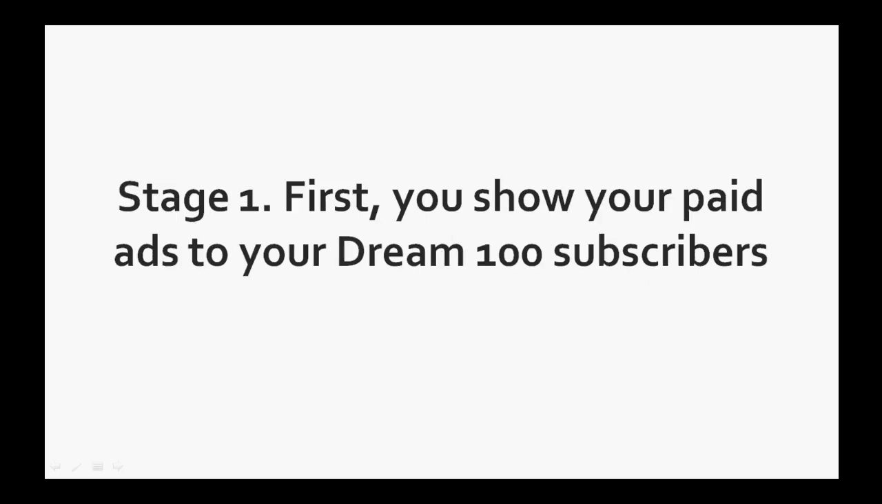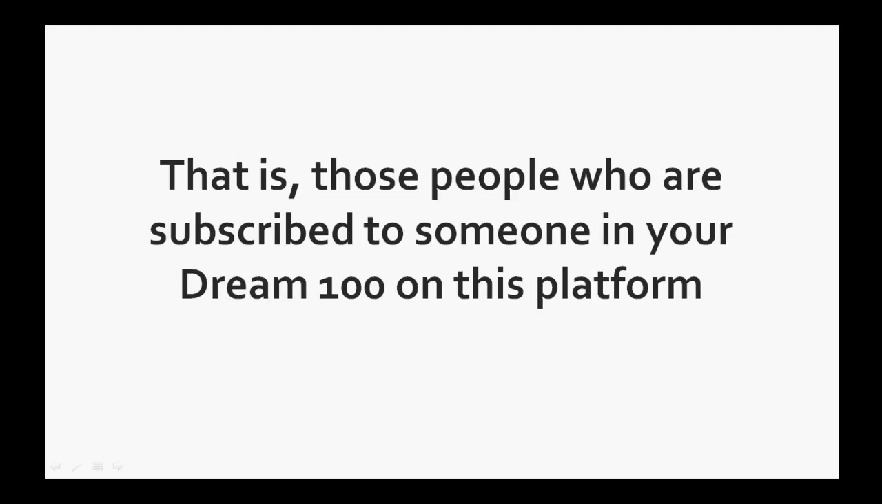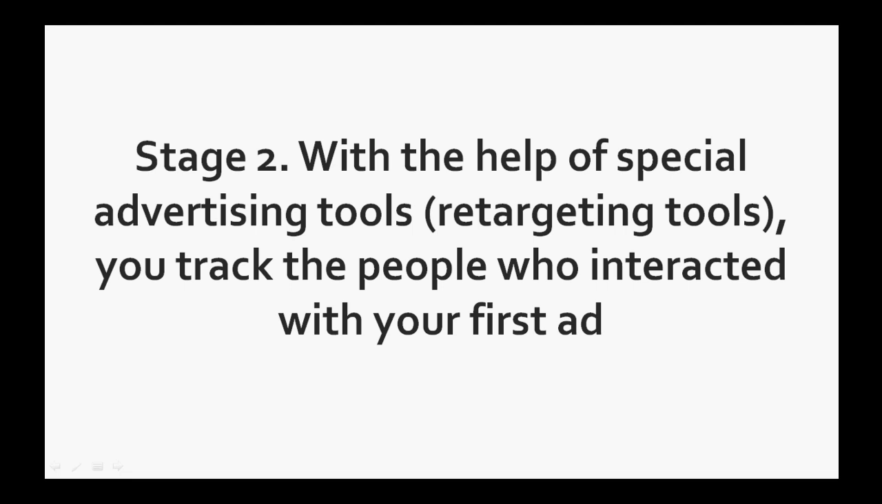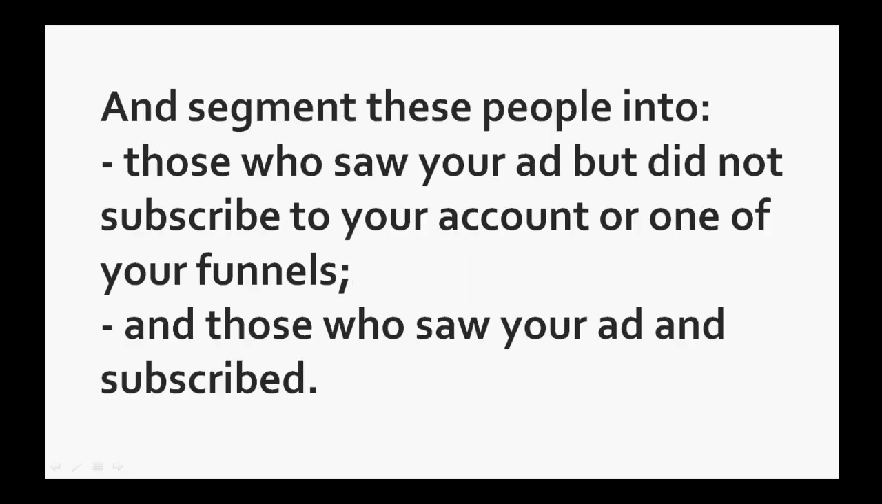Stage 1. First, you show your paid ads to your Dream 100 subscribers. That is, those people who are subscribed to someone in your Dream 100 on this platform. And offer these people to subscribe to your account on the selected platform or sign up for one of your sales funnels. Stage 2. With the help of special advertising tools, retargeting tools, you track the people who interacted with your first ad, and segment these people into those who saw your ad but didn't subscribe to your account or one of your funnels, and those who saw your ad and subscribed.